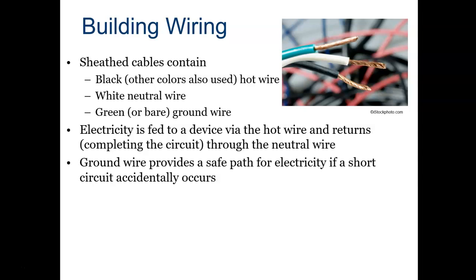Sheathed cables contain black, white, and green or bare ground wires, as shown in the picture. Electricity is fed to a device via the hot wire and returns, completing the circuit through the neutral wire. The ground wire provides a safe path for electricity if a short circuit accidentally occurs.